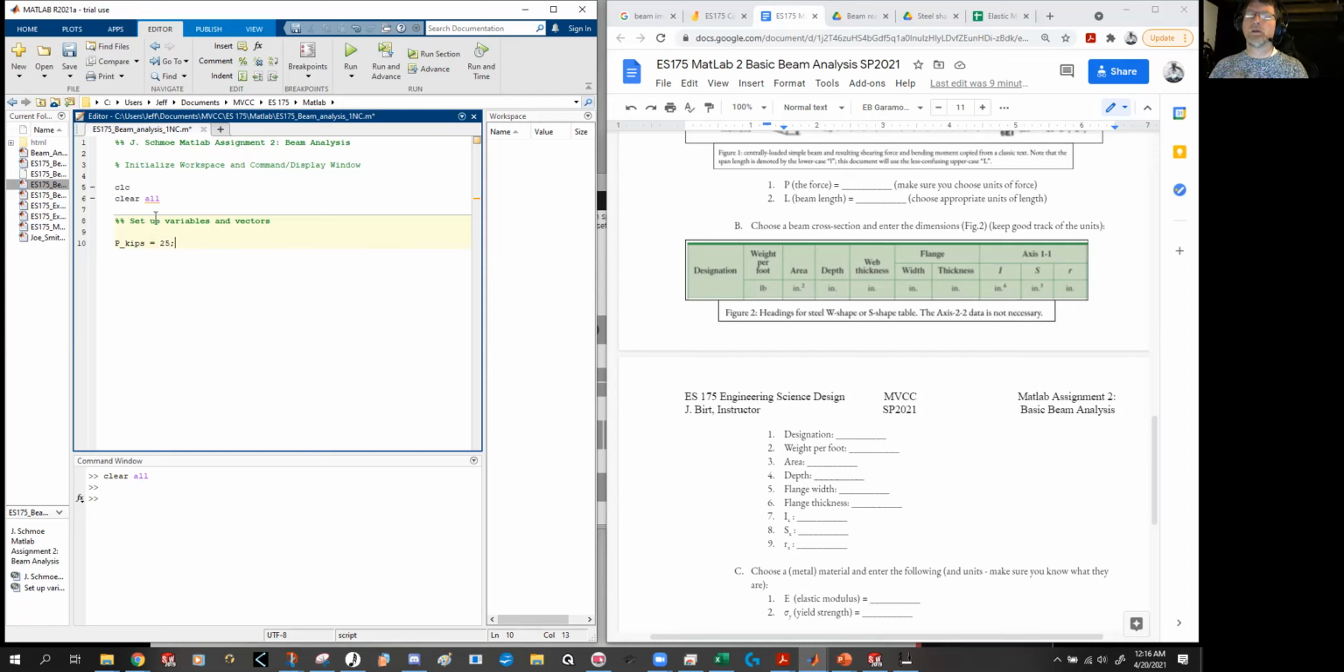All right, so I put the semicolon there because I don't want to spew this out quite yet. All right, beam length, L in feet, length in feet. And I want this to be, say, 10 feet long. Okay, that's good. Remember, you're supposed to be commenting, not me. You do your comments.